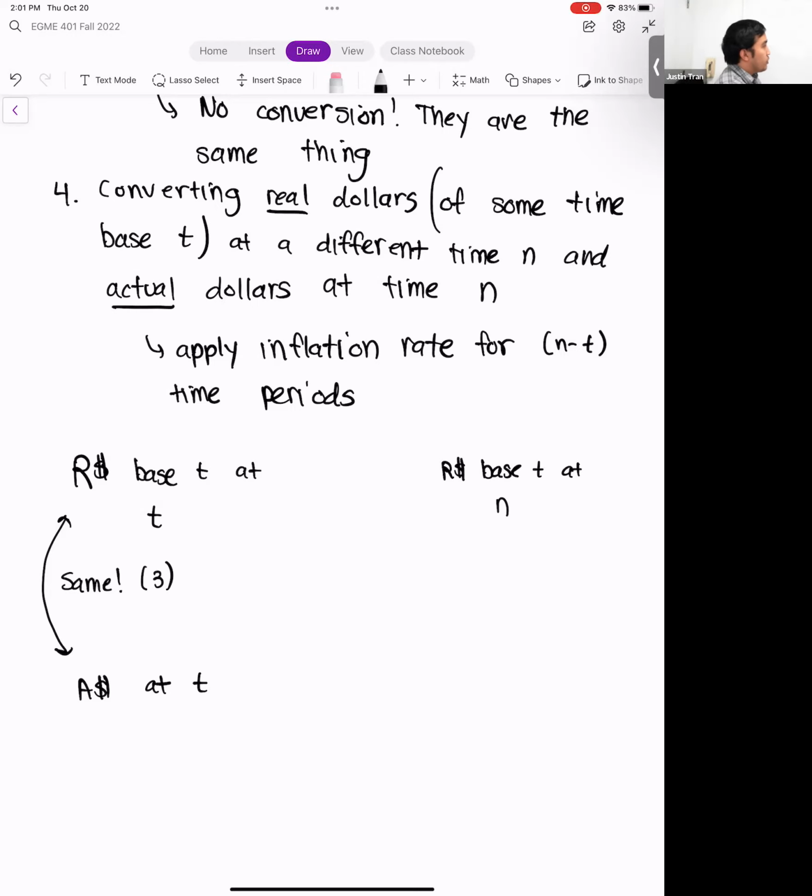And so if you look at real dollars and you keep the same time base, so you keep the same purchasing power base back in the past, and you're converting that to the current time, at time n. Okay. In order to make this conversion here, you're going to use the real interest rate. So this is going to be i prime real. And so that's rule 2, remember. Okay, so remember, real to real, use the real interest rate.